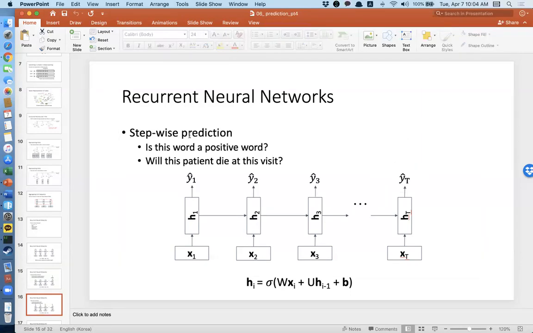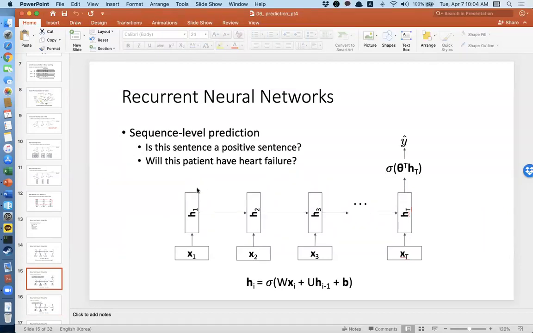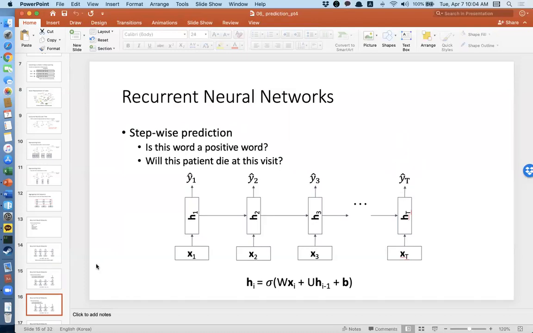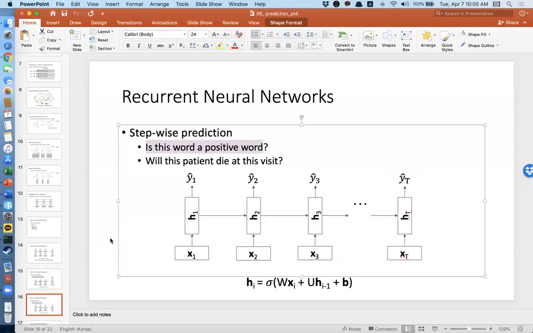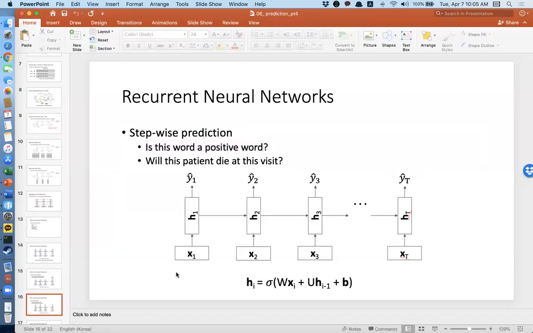Or another application is stepwise prediction. Instead of predicting only one thing out of your sequence, you can predict a lot of things per time step. So for example, if you're given a sentence, is this word a positive word? I don't know if there's such a task, but I just made it up in order to make it convincing. Like if you put in "I am a boy, you are a girl," whatever, you can then try to predict whether each word is a positive word.